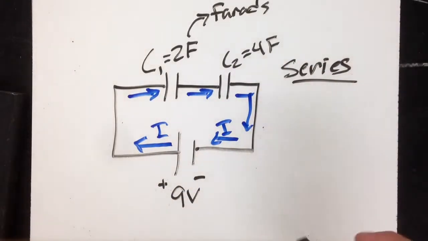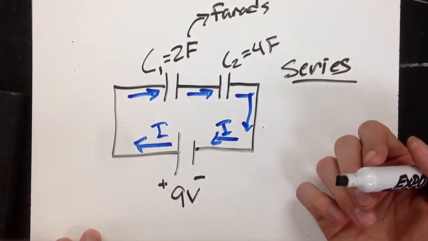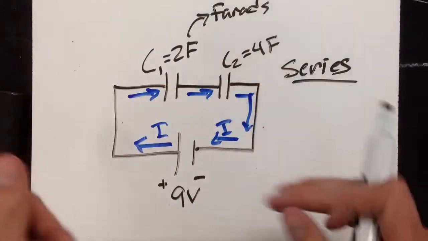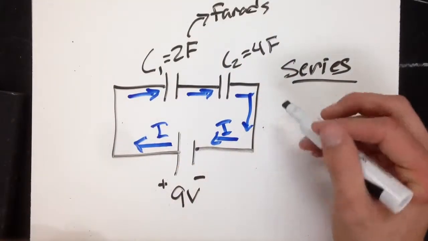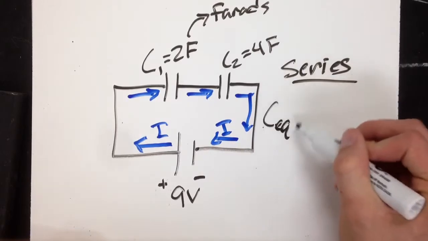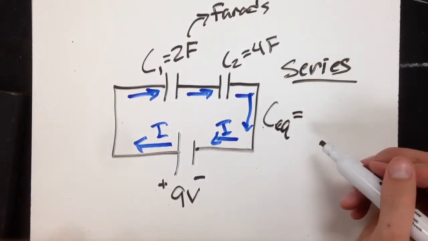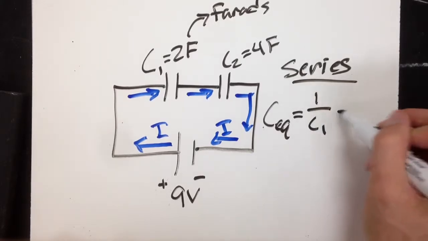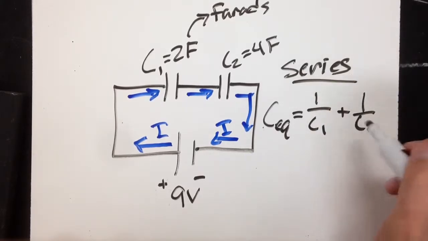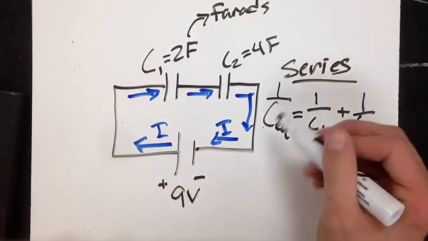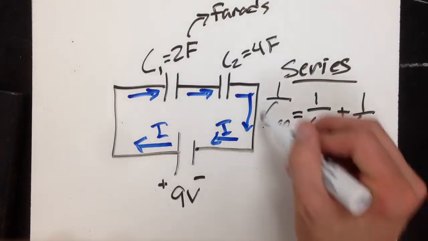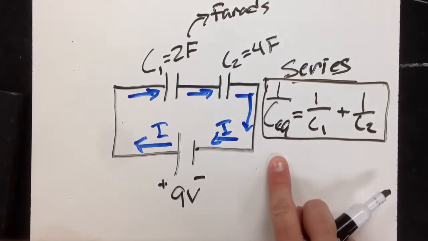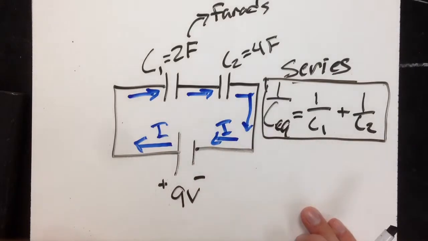To get what's called the equivalent capacitance, in other words, we're going to combine this and make it as if it were one capacitor. The equivalent capacitance for capacitors that are in series is 1 over C1 plus 1 over C2 equals 1 over my equivalent capacitance. That is your equation for equivalent capacitance when you have capacitors in series with each other.